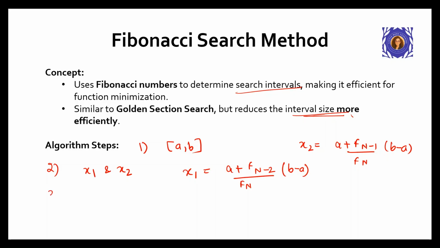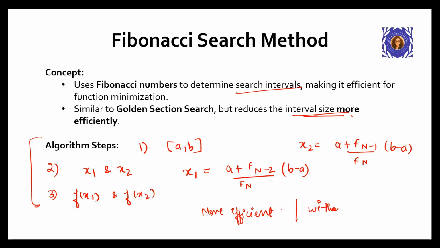Next, step number 3 involves computing f(x1) and f(x2). Step number 4 is to update the interval by discarding the less promising region. And step 5 is repeating until the desired accuracy is achieved. So these are the main steps in the Fibonacci search method. The advantages of this search method are that it is more efficient than uniform interval reduction, and it works without derivatives.